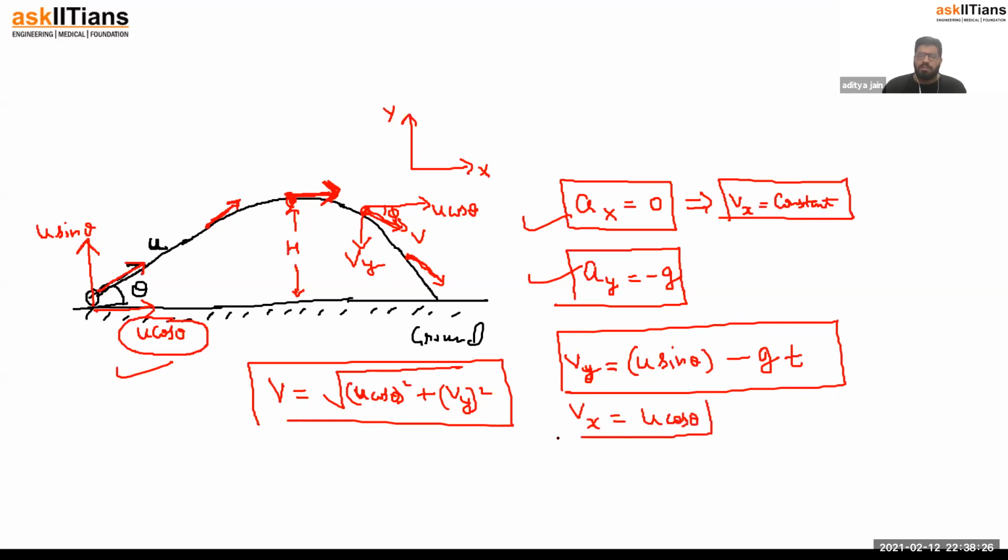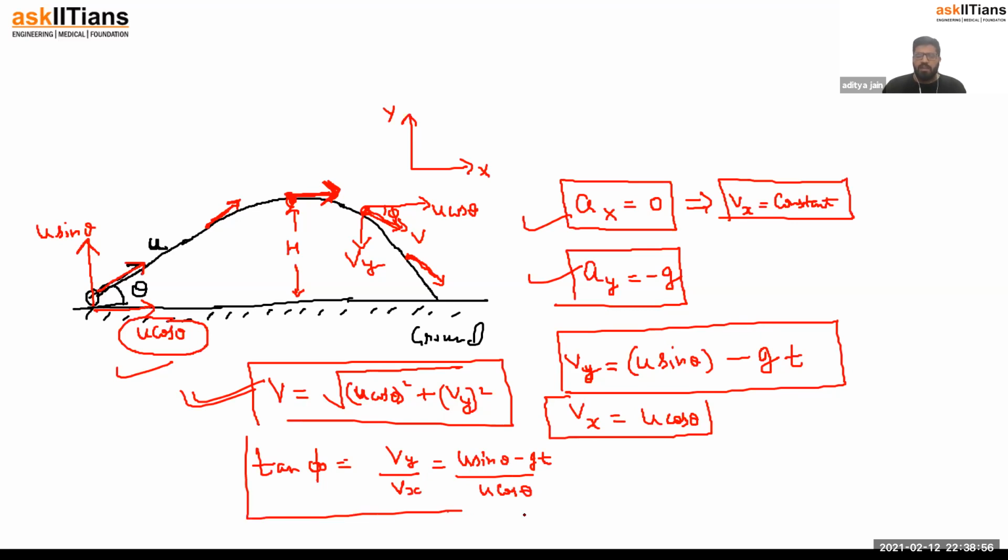So this is vy. At any point of time, vertical component of velocity will change and horizontal component will always be u cos theta. So these are the basic properties of a projectile motion: along horizontal, acceleration remains 0, along vertical, acceleration is minus g. At any general point, velocity is given by this, and the angle made by the velocity with the horizontal at any point of time, that is tan phi. At general point, tan phi will be given by vertical component over horizontal component. So that will be u sine theta minus gt divided by u cos theta. In this way, you can also find the angle at any point of time that the velocity vector is making with the horizontal.